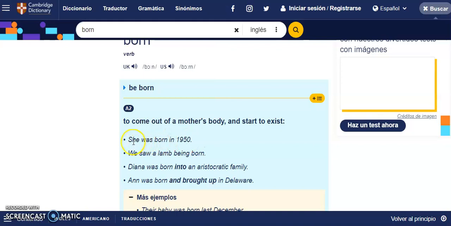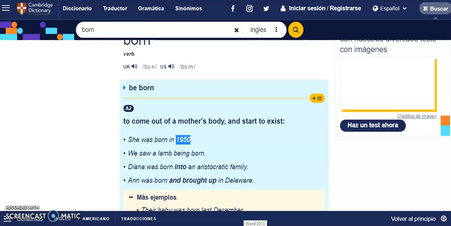Look at this. I say, she was born in 1950. She was born. Oh, interesting. Using two verbs, was and born. Then a preposition. And then the number, the date, right? It could be an adjective, 1950. She was born in 1950. So analyzing the information in order to create your own sentences. She was born in 1950.